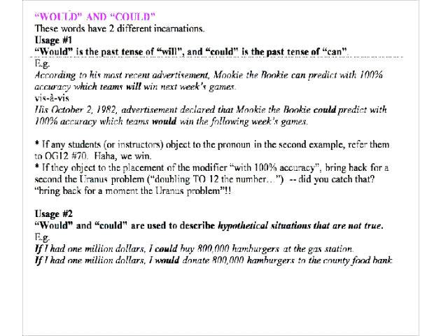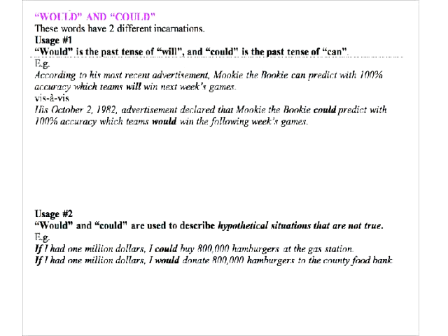Two different incarnations of these words. The first is that would is the past tense of will, and could is the past tense of can. You could say in the present tense, according to his most recent advertisement, Bookie the Bookie can predict with 100% accuracy which teams will win next week's games. If you translate this into the past tense, you get: his October 2/82 advertisement declared that Bookie the Bookie could predict with 100% accuracy which teams would win the following week's games.